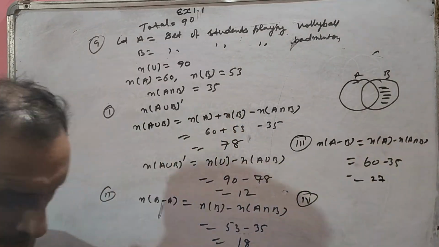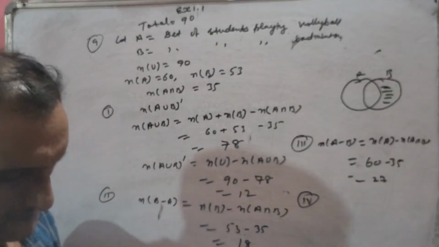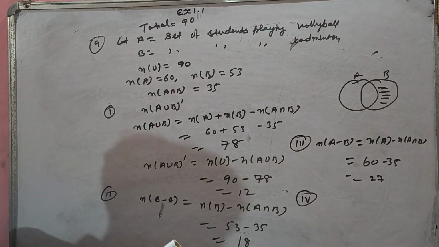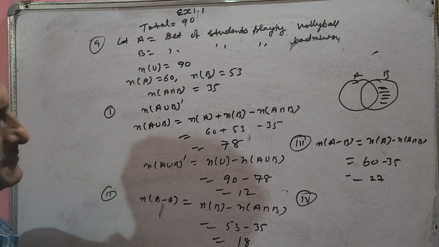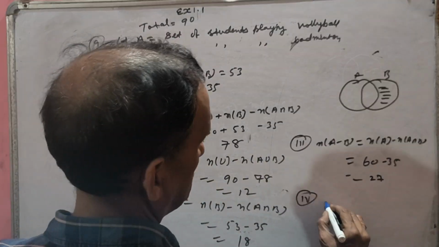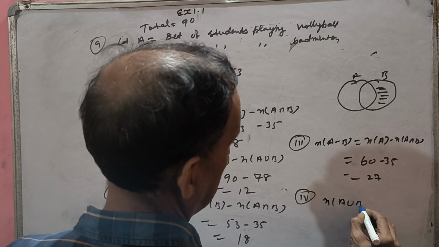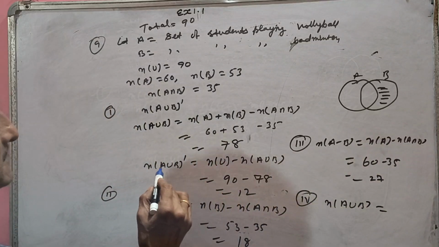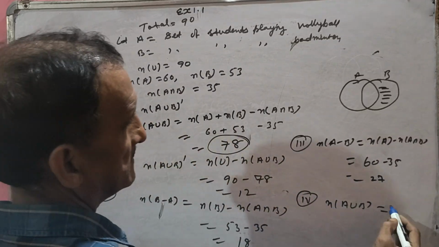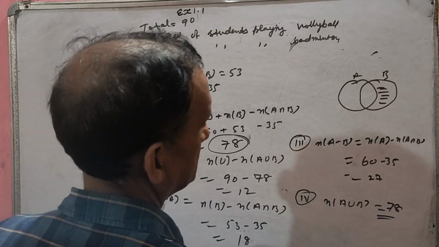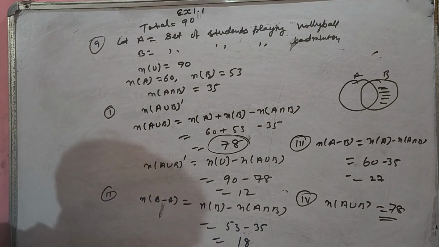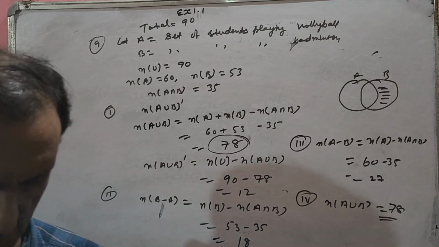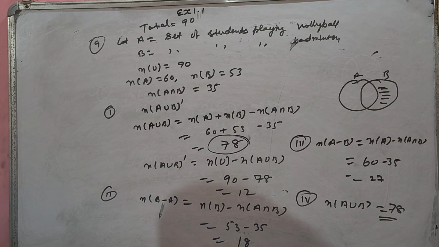And what is number 4 asking? Number 4 is asking who play one of the two games. At least one, the union, we have to find. In number 4 we have to find A union B. We have already calculated A union B, 78. So it is equal to 78. So this is number 9. Now go to number 10.